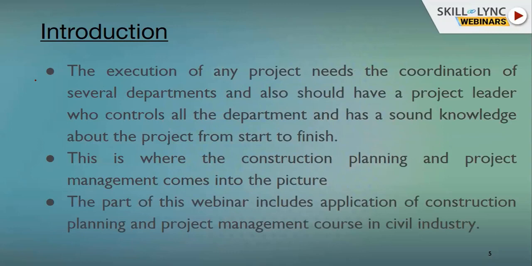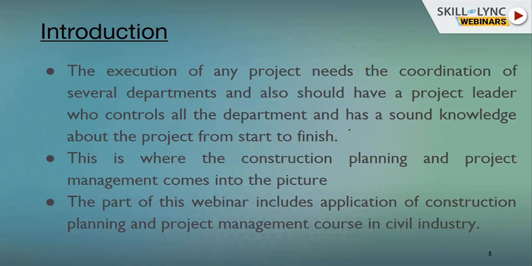The execution of any project needs the coordination of several departments, and also a project leader who controls all the departments and has sound knowledge about the project from start to finish. So if you need to execute any project and you are the head of that project, you should be at least a good project leader who can manage all the departments.